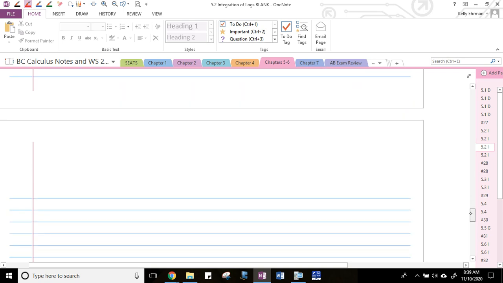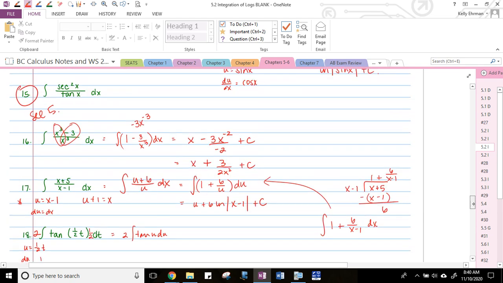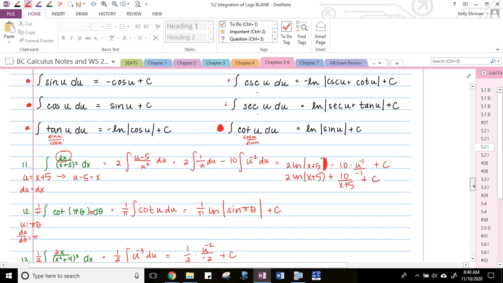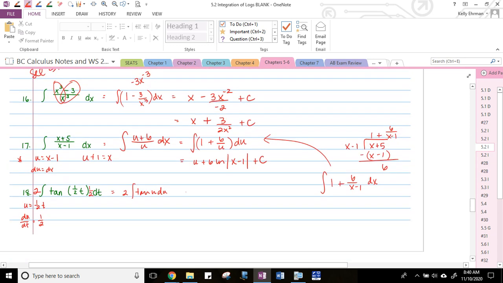All right, and then finally, tangent of 1/2 t. So u is 1/2 t. du dt is 1/2. We need 1/2 dt, so we balance it out by putting a 2 out here. 2 integral of tangent of u du. Now, what's tangent's little thing? It is negative natural log of absolute value of cosine u plus c. So this is equal to negative 2 natural log of the absolute value of cosine of u, which was 1/2 t, plus c.